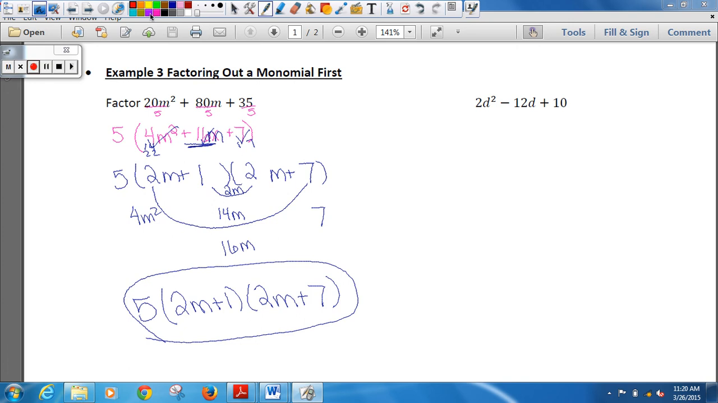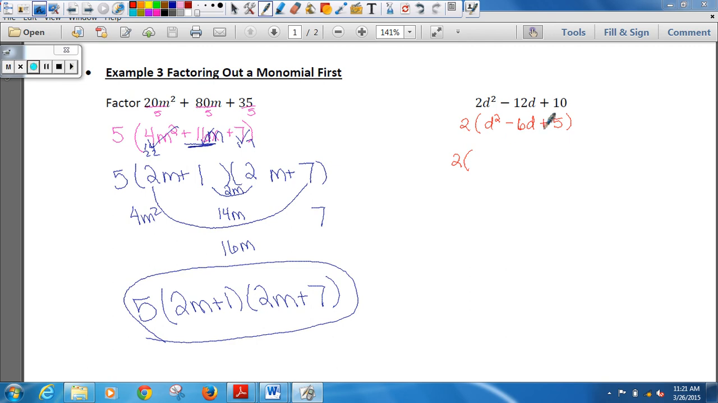So if I look at this next one, I have 2d squared minus 12d plus 10. They have a 2 in common, so I'm going to factor out a 2. That's basically dividing everything by 2. So I'm left with d squared minus 6d plus 5. They don't have anything else in common, so I did get the GCF. And so now I can factor. Do not forget the GCF. So I can't forget that too.